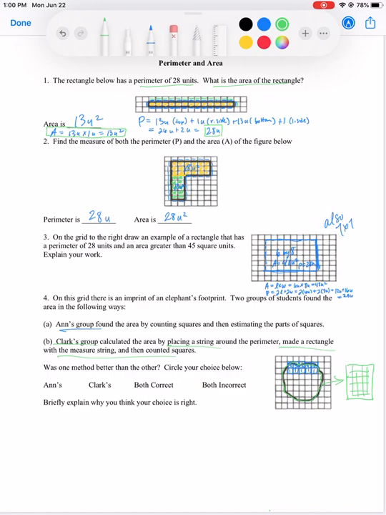Which method was better than the other? Circle your choice: Ann's, Clark's, both correct, or both incorrect. And you need to explain why your choice is right. So go ahead and pause the video now and decide who is correct and why. Or both or none. Go ahead and pause the video now.